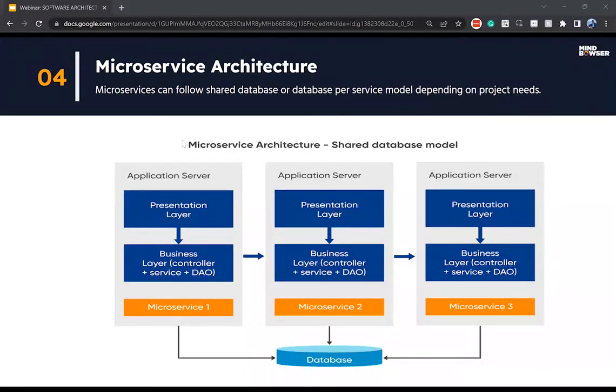So the next slide is mostly again about the shared database, right? Correct, you spoke about it already. Yes, okay. I'll move to the next slide.